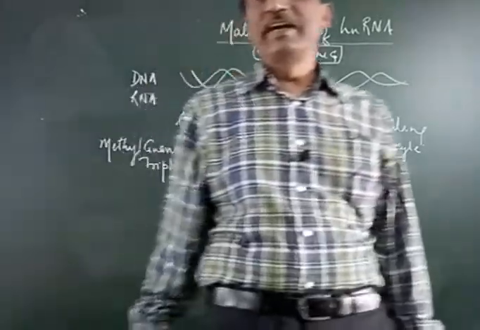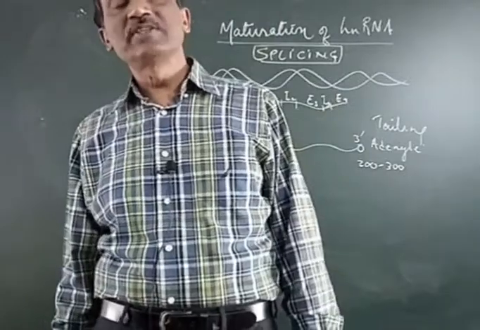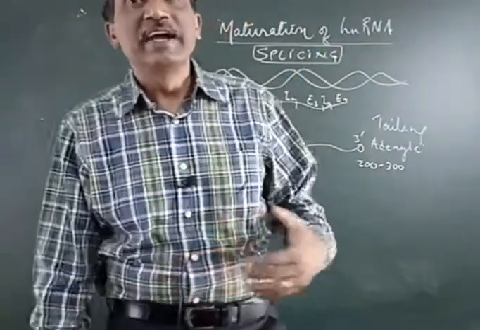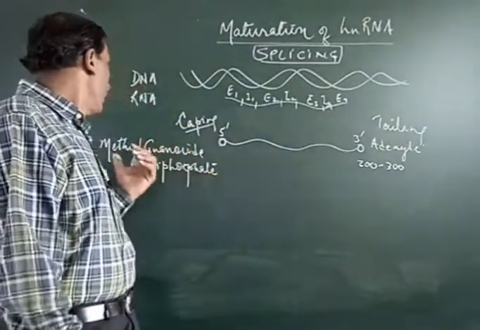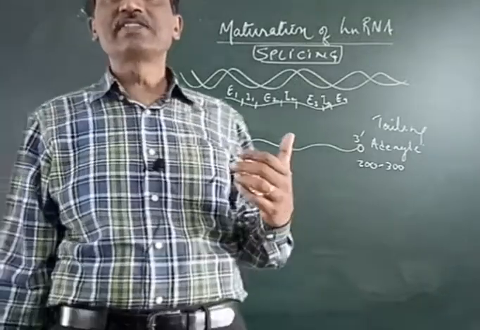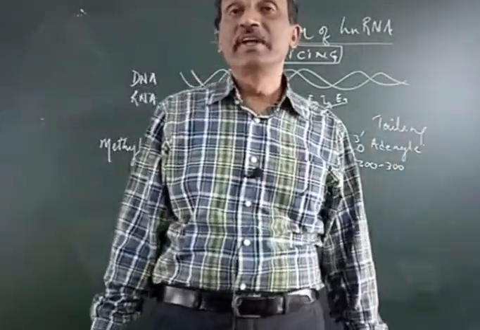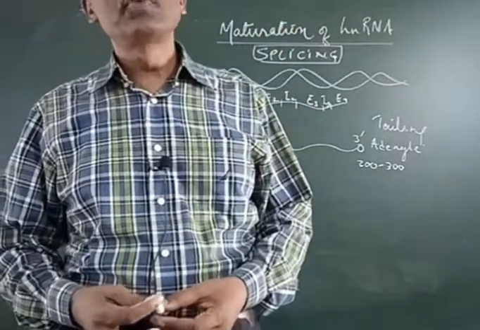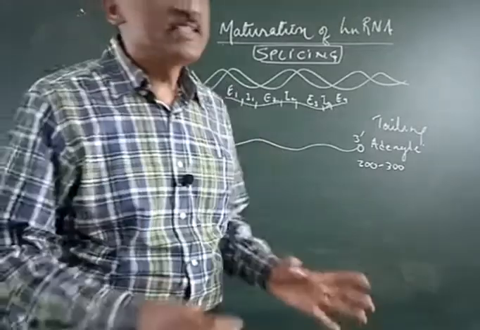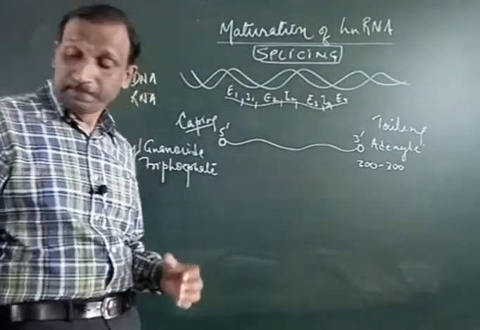So immature RNA, or hnRNA, will come to the cytoplasm through the nuclear pore, and as it comes, at its 5' end methyl guanosine triphosphate will come and attach. That is called capping. And at the 3' end, 200 to 300 adenylate residues will come and attach. This is the activation of hnRNA for splicing.